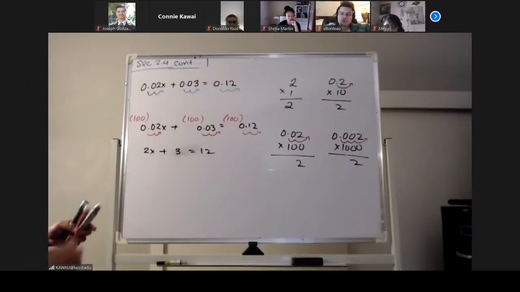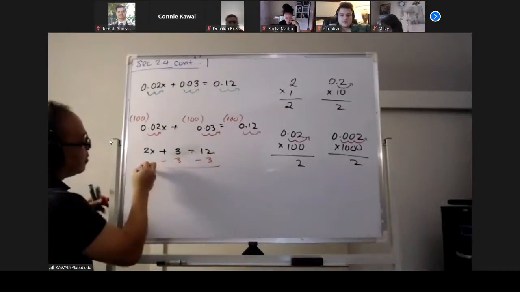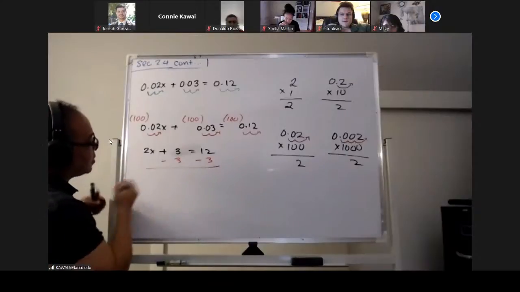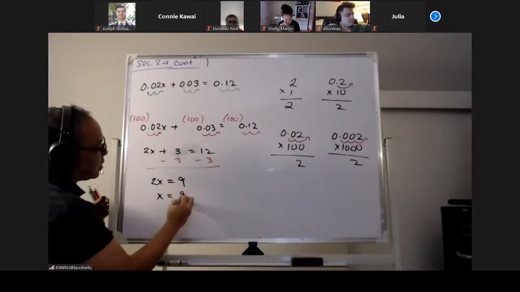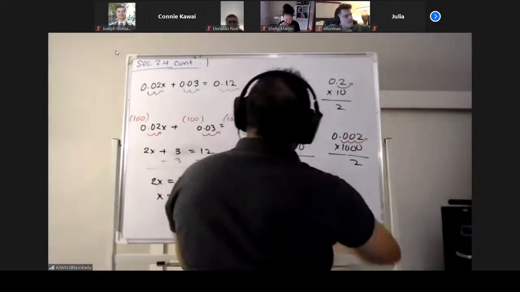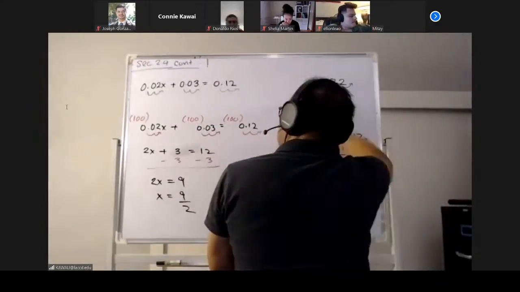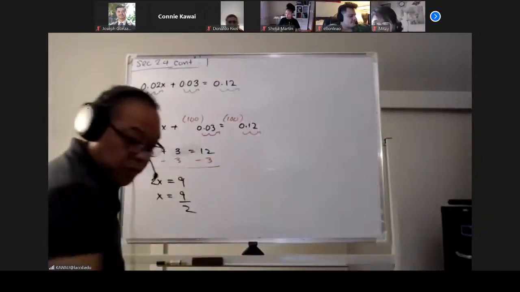Okay, so I'm going to subtract 3 from both sides. I'm going to get 2x is equal to 9. x is equal to 9 divided by 2. Okay, so let me give you another one to try. Let me take a picture of this first.